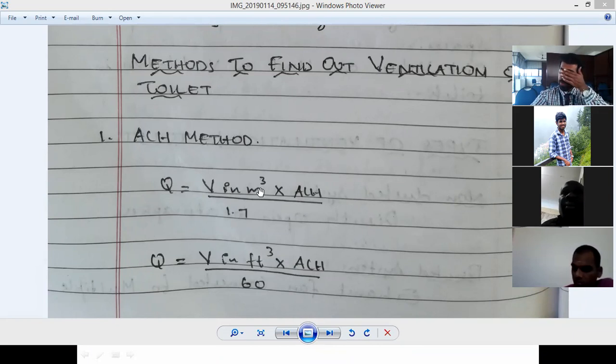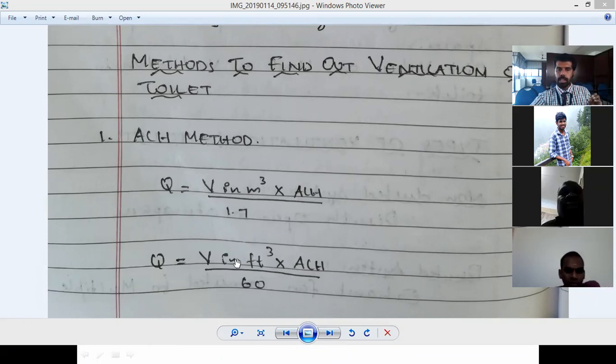If the length, width and height of your toilet are given in meter, you can use this formula: V in meter cube, which means volume in meter cube, into ACH, divided by 1.7. I will say what the ACH value will be. Or you can use this formula: V in feet cube into ACH by 60. That means it has been converted. That's why it is given. 60 and 1.7, this is a very important formula. When you are trying to design something, this formula is very important to find the CFM.